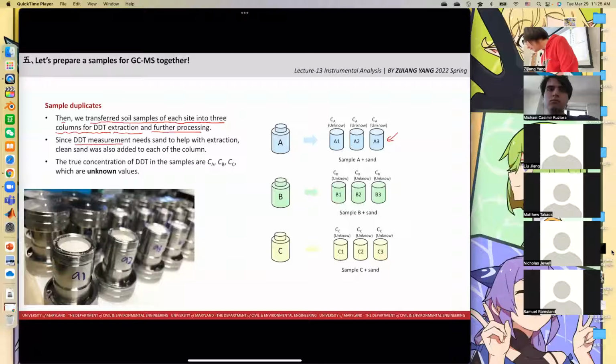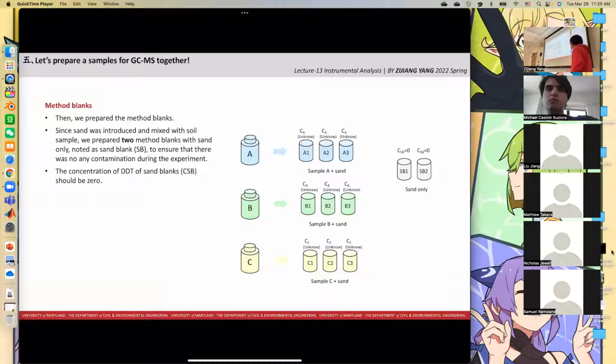And because DDT measurement needs sand to help with extraction, because for some experiments, when we are doing the extraction, we need some chemicals or materials to help with it. In this experiment, we need the sand. So clean sand was also added to each column. We have the sand in each column, so basically we have the sample and the sand. And the true concentration of DDT in samples A, B, C are unknown values. So basically we want to know their concentration, and they are unknown.